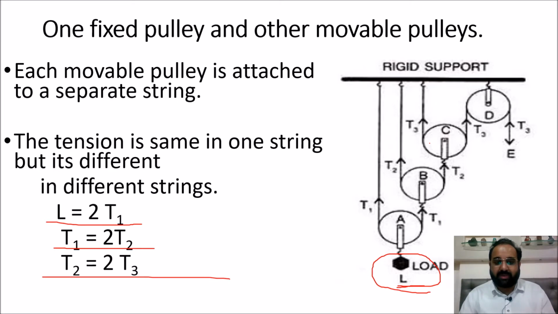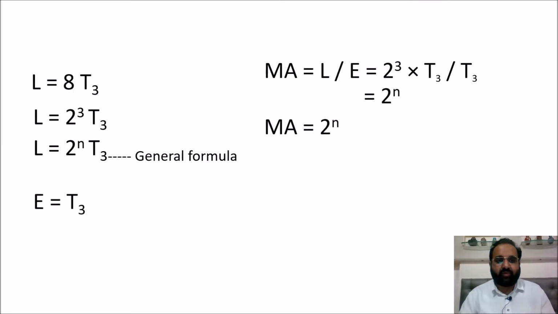So students please understand this. The effort will be only T3. Okay, and load will be what, 2 times T1. But if you substitute for T1, what do we put, 2T2. Correct, but then again what is T2? T2 is nothing but 2 times T3. So see in next slide, can I say 2 into 2 into 2, so this becomes L is equal to 8 times T3. So how will I write 8 now, 2 to the power 3 times T3.